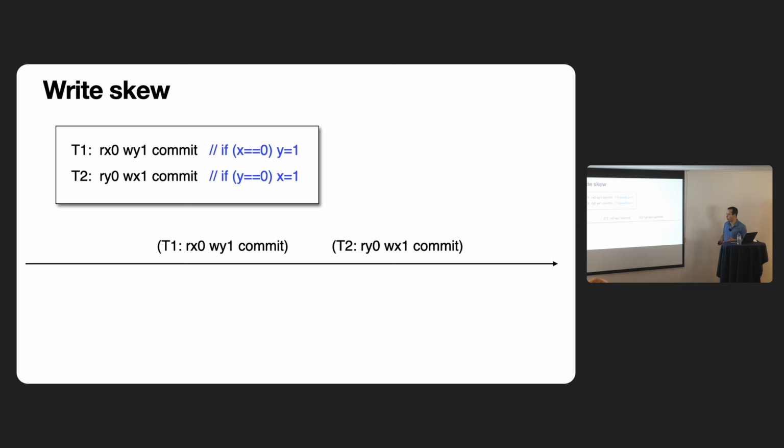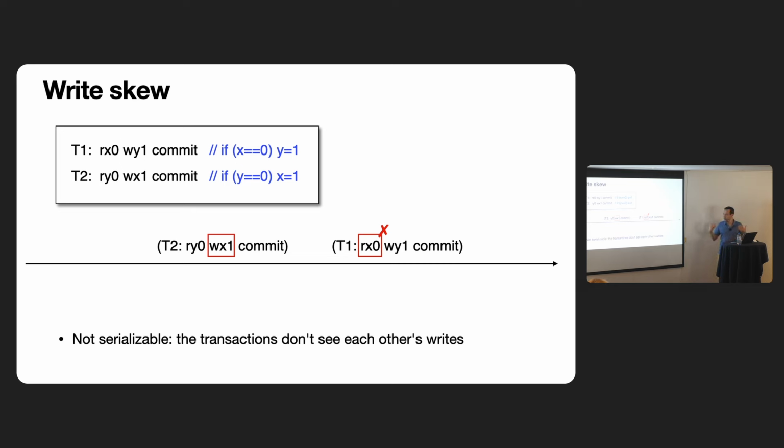So let's see why it's not serializable, first of all. We need to order these transactions in some way. Let's say we order T1 before T2, just to be concrete. Then I don't get a valid sequential execution because here I'm reading zero from Y, and there was a write of 1 to Y, so I shouldn't read 0, I should read 1. And you get a similar thing with the reverse order, right? If you put T2 before T1, then the read from X is invalid because I'm reading 0 and there was a write of 1 to X, right? Essentially, in this transaction, X got sent on vacation, and we're reading X is 0 as if X is available. And so it's not serializable. It's like the two transactions don't see each other's writes.